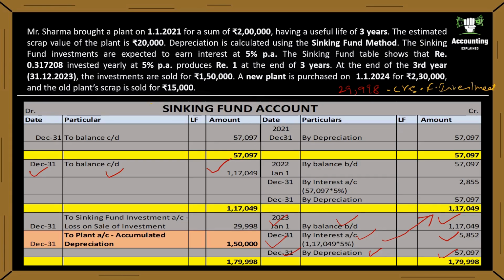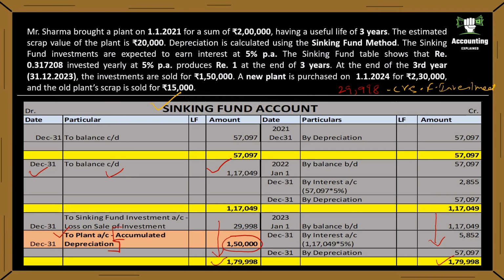In the sinking fund account, it will be transferred to the debit side. To sinking fund investment account, what was that? Loss on sale of investment, 29,998. On seeing the third year, we find the total of the credit side is more. So we take the total of the credit side, that is 1,79,998, to the debit side also. On deducting 29,998 from 1,79,998, we get a balance of 1,50,000. That will be transferred to the plant account, and that will be the amount of accumulated depreciation.